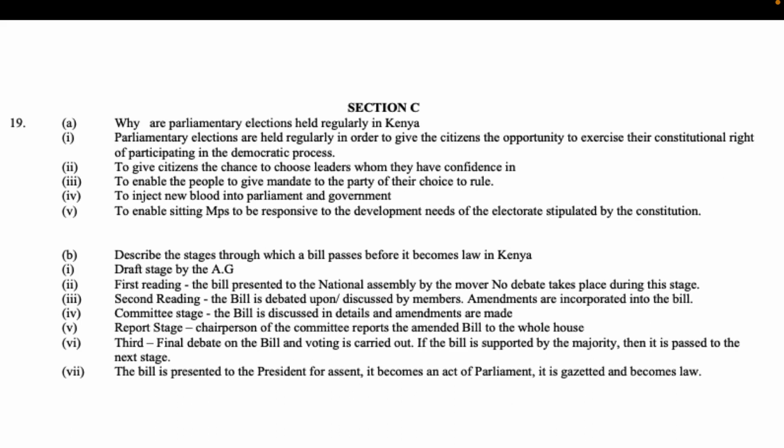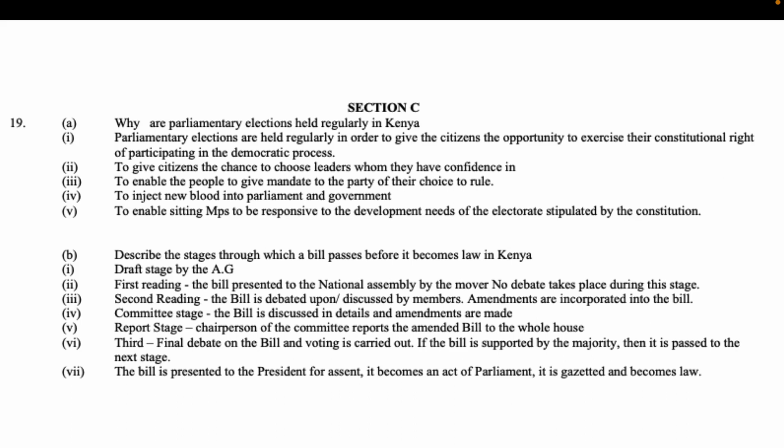B. Describe the stages through which a bill passes before it becomes law in Kenya. One, draft stage by the AG. Two, first reading. The bill is presented to the National Assembly by the mover. No debate takes place during this stage. Three, second reading. The bill is debated upon, discussed by members. Amendments are incorporated into the bill.